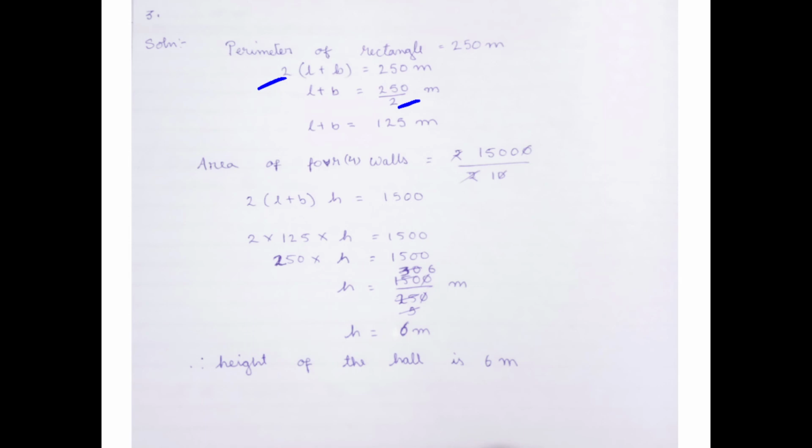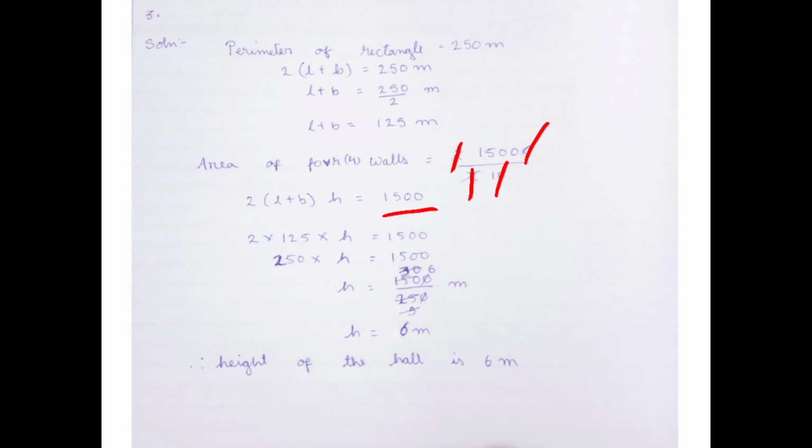Now area of 4 walls. Area of 4 walls will be given by, the total cost was 15,000, right? So rupees 15,000 divided by, per meter square it was 10 rupees, so you have to divide by that 10 rupees. Okay, so rupees get cancelled, and 0 and 0 also get cancelled. Rupees are cancelled, 0 and 0 are also cancelled, so what is remaining is 1500.